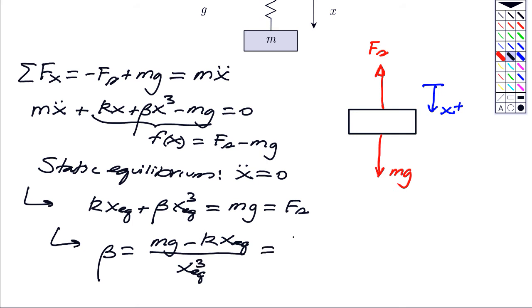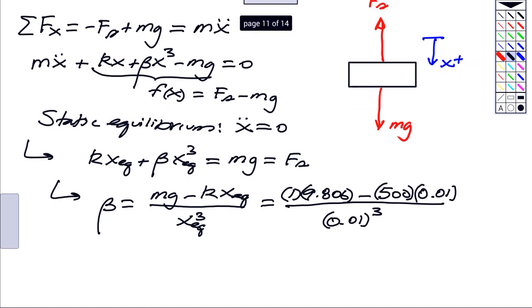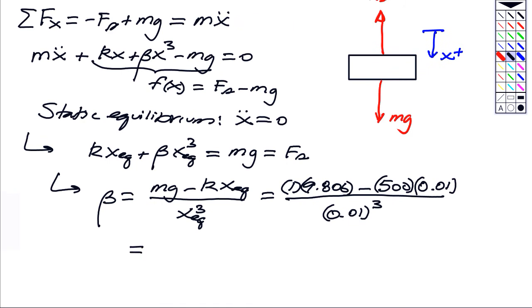From this, we can calculate the numerical value for beta: mg minus k xeq, divided by xeq cubed. We know the mass m. We know the stiffness of the spring was 500. It's given to us that the static equilibrium is 0.01 meters, divided by 0.01 meters cubed. And so calculating the value of beta, that's 4.8 times 10 to the 6th Newton per meter cubed.